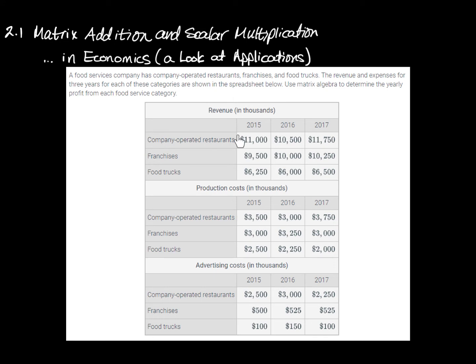And the same thing down the side. I have categories, restaurants, franchises, and food trucks, and I want those in the same order in the other two matrices as well. So what I'm going to do now is literally rewrite just the numbers from each of these clusters of cells into a matrix, and then we'll take a look at what it means to use those matrices to figure out what the revenue is, or what the profit is.